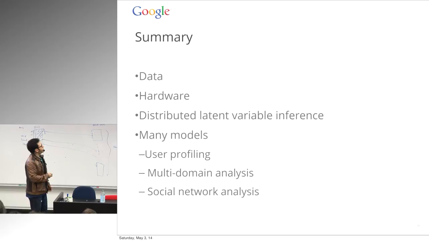OK, so as I said, this is the first part. I showed you the data, hardware. I showed you how you can do distributed latent variable models if your sufficient statistic takes the form of counts. If your sufficient statistic does not take the form of counts, we'll come to this in the second part of the talk. And there are many models that we can build on top of that, which I will cover later, like user profiling, multi-domain analysis, situational learning analysis. If time permits, I'll talk about multitask learning and computational advertising. And this technique is very, very generic. So I have like 10 minutes. I will cover this one, and then we'll take a break, and then come back after that for the second part.